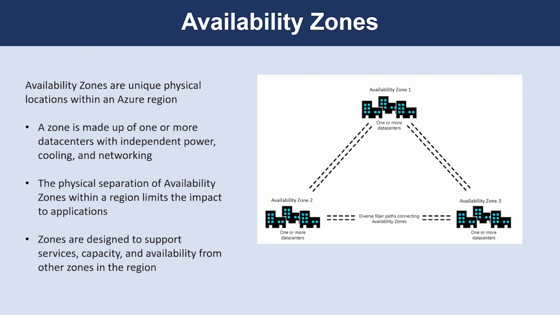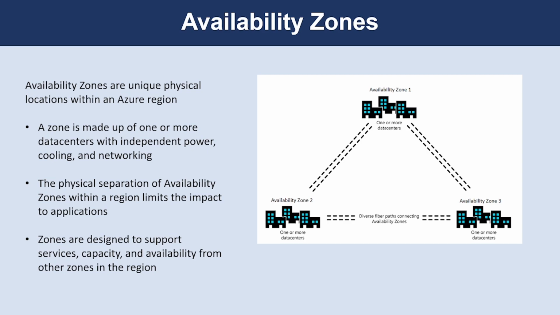Availability zones are unique physical locations within an Azure region, and each zone is made up of one or more data centers with independent power, cooling, and networking. The physical separation of availability zones within a region limits the impact to applications and data from zone failures such as large-scale flooding, major storms, or superstorms, and other events that could disrupt site access, safe passage, extended utilities uptime, and availability of resources. Availability zones and their associated data centers are designed such that if one zone is compromised, the services, capacity, and availability are supported by other availability zones in the region.